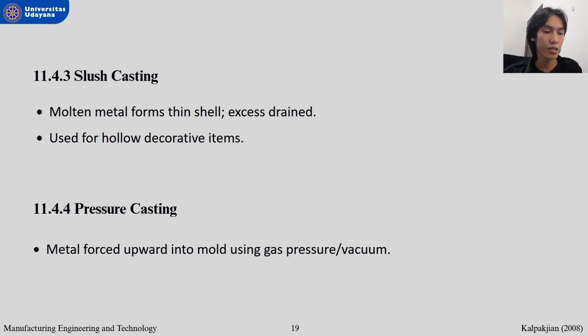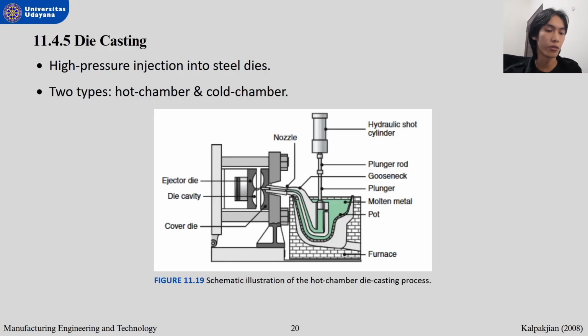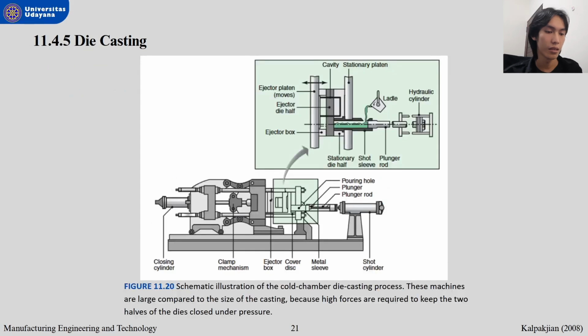Okay, die casting injects molten metal under high pressure into steel dies. Hot chamber die casting is used for low melting point alloys, and cold chamber is used for aluminum and magnesium. You can see on figure 11.19 they show both processes. This is still die casting, the process for aluminum and magnesium.